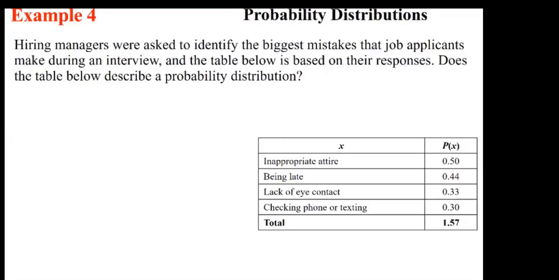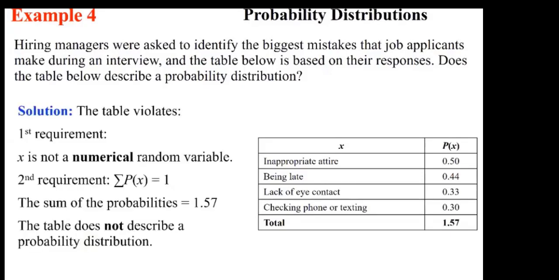So is this a probability distribution? Here's how it works. The first requirement is not working. The second requirement is not working. The third one, each one is between 0 and 1, is working, but failing one is good enough to say this is not describing a probability distribution.